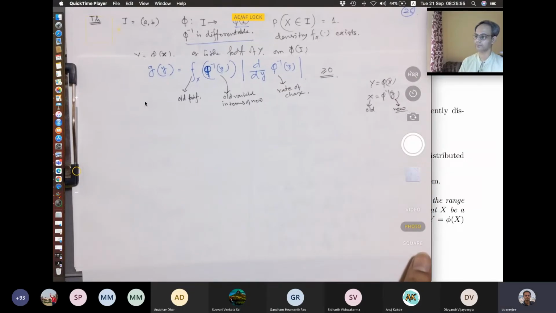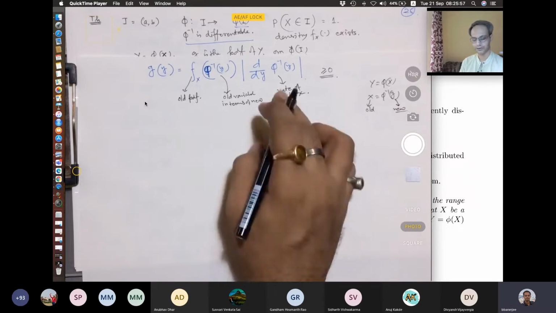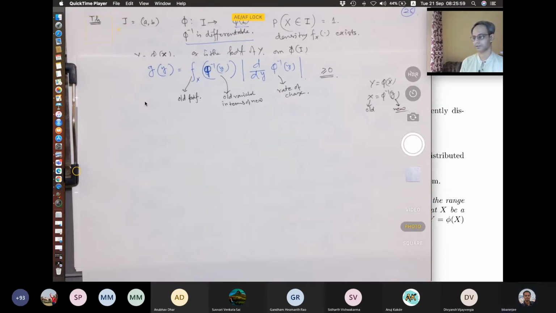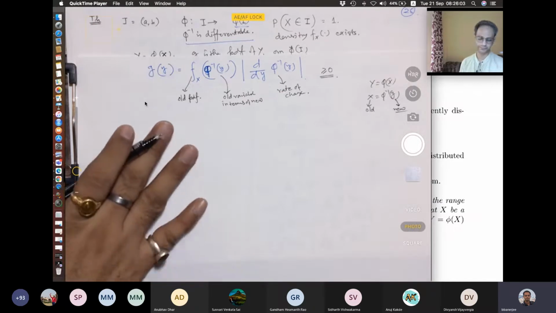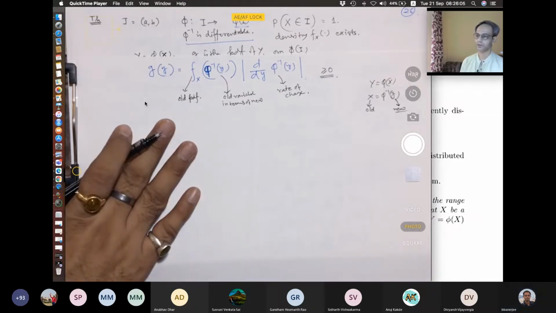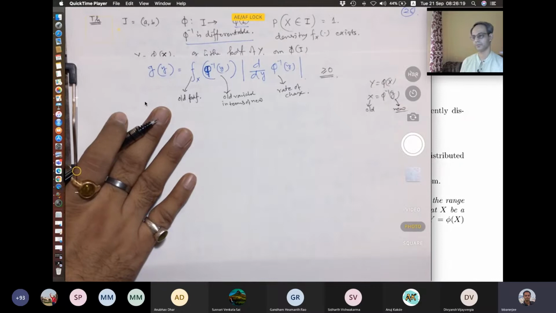Old variable in terms of new variable, and here you have the rate of change. So this thing is useful only, I mean, in many cases you can use PDF and CDF, but especially when you don't have the closed form of CDF, this formula becomes most useful.